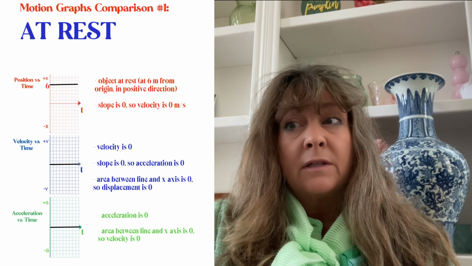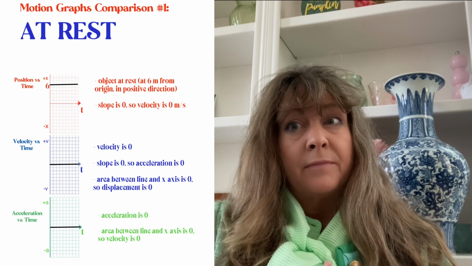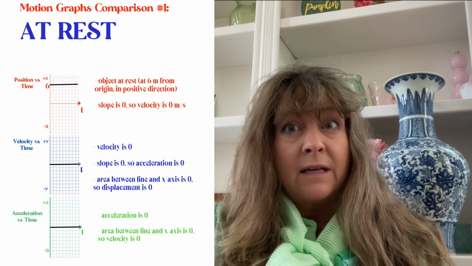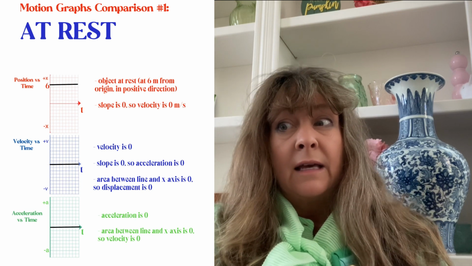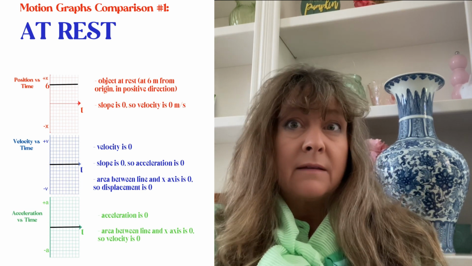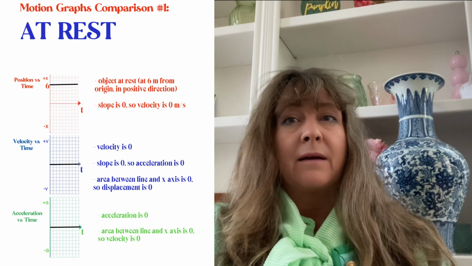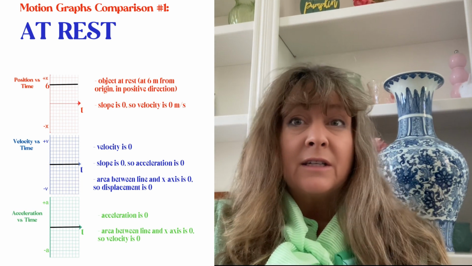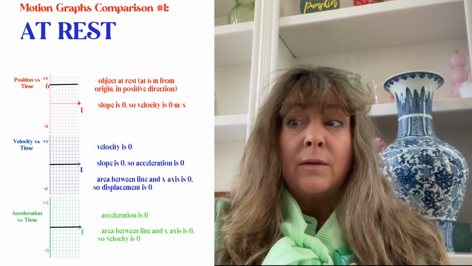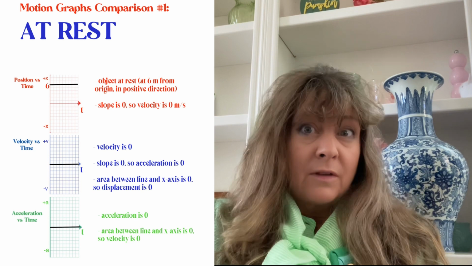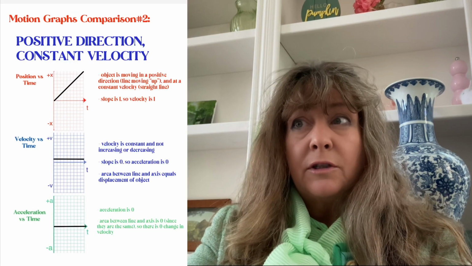And since the slope is 0 all the way along, since it's flat and just a straight line, the acceleration is also 0, of course, and the area between the line and the x-axis is 0, so the displacement is 0 looking back at the prior graph. And then the acceleration is 0, so the area between the line and the x-axis is 0, so the velocity is 0.